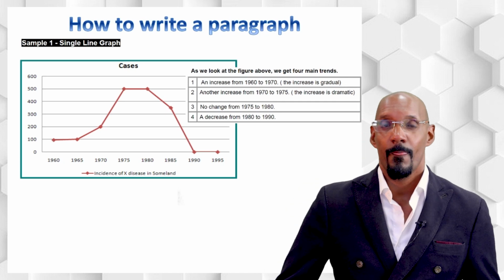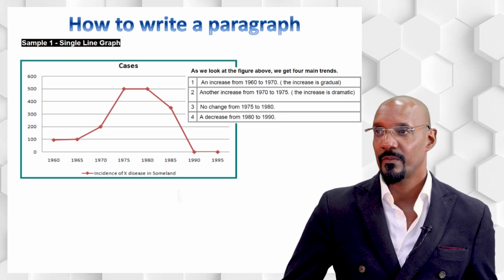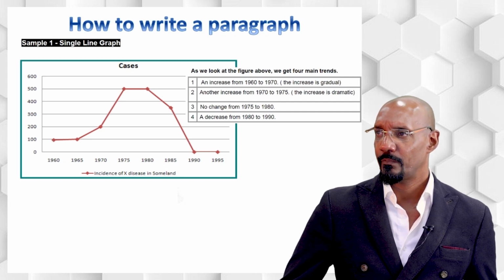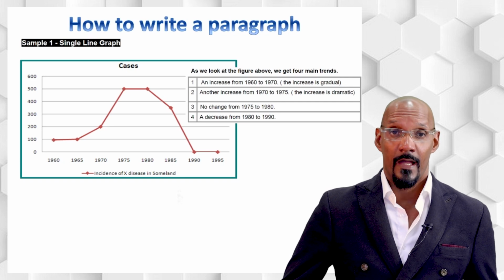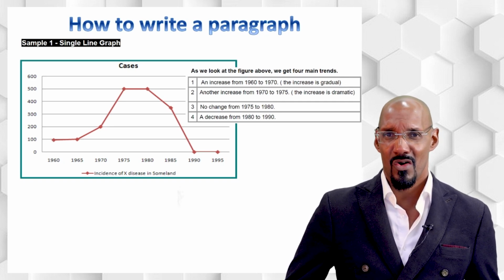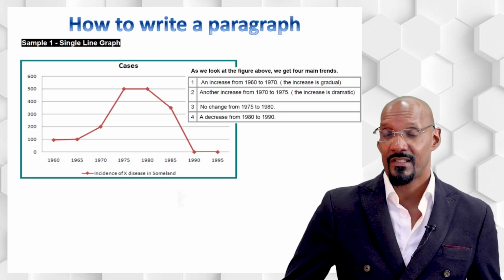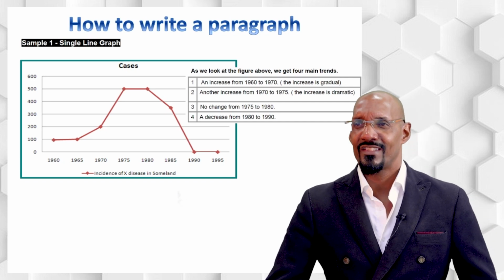So if we look at identifying those trends and then we put them into a paragraph, we'll see how that works. So number 1, an increase from 1960 to 1970. Now if I were to ask you if that increase is big or small, you probably would say it's small or medium. There are words that we use for that, and I'm going to show you in the next video. Number 2, another increase from 1970 to 1975.